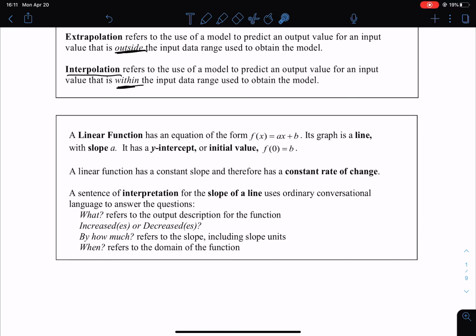So this is the interpretation for the slope of a line. You have to include the parts. First, what? That is the output description. And then you have to say increase or decrease, which depends on the value of the slope. If the slope is negative, then we have to say decreased. By how much? You have to include the unit. The slope unit is output unit per input unit. Excuse me, this one has four parts. The last one is that you still have to include the domain of the function.